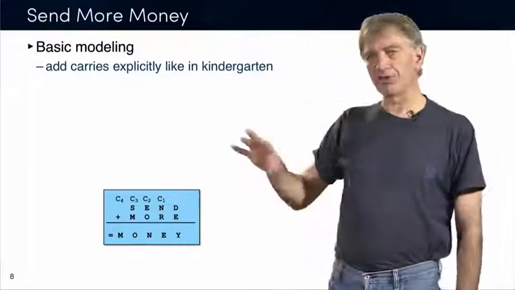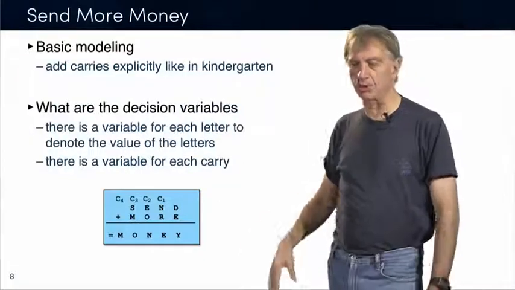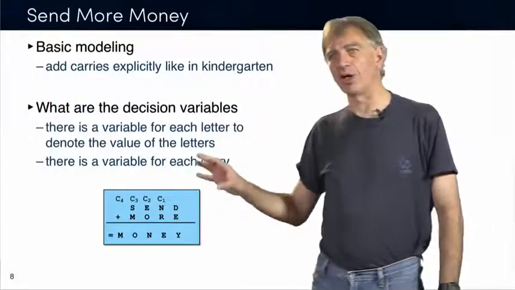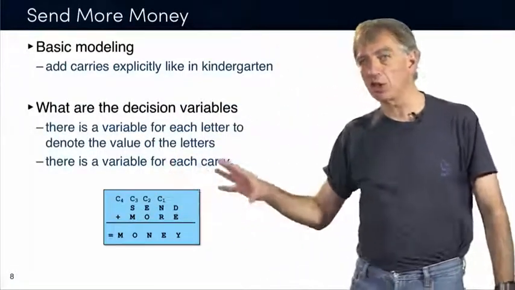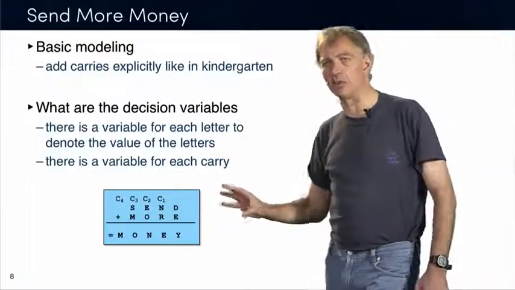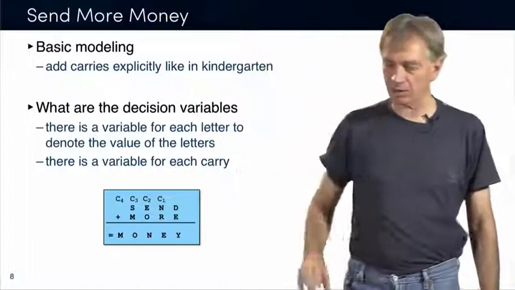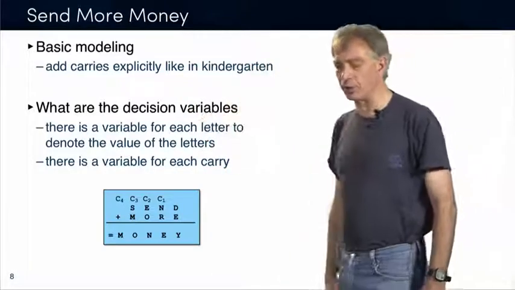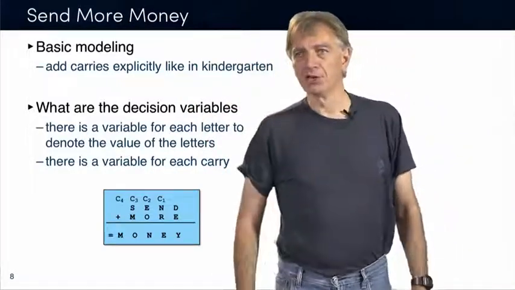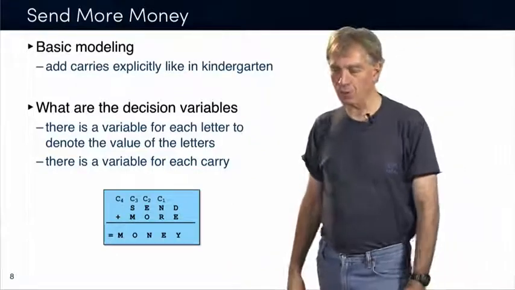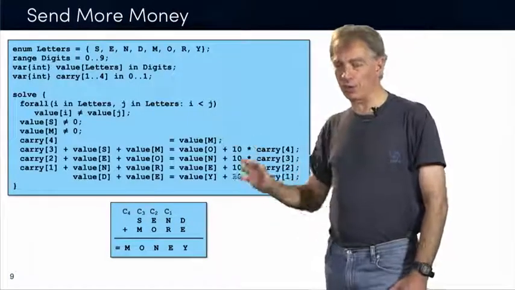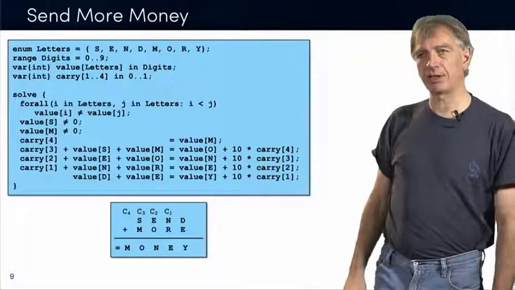So in a sense, the decision variables here are going to be of two types. They're going to be the letters, the initial letters of the puzzle, and then they're going to be the carries. The letters can take a value between 0 and 9. They are digits. And the carries, of course, will take the value 0 or 1. So that's the basic principle here, and this is one of the models that you could write.